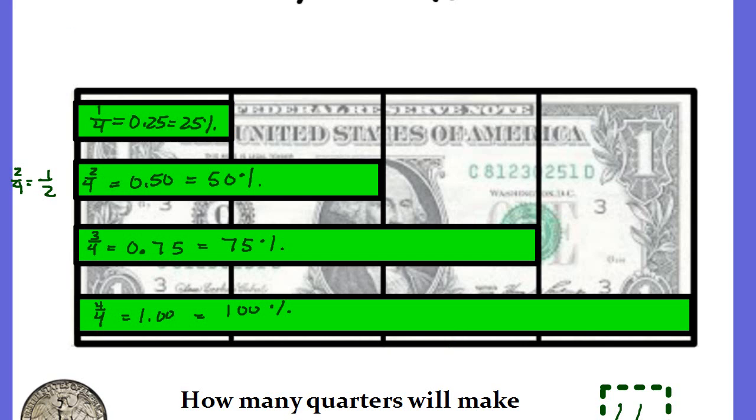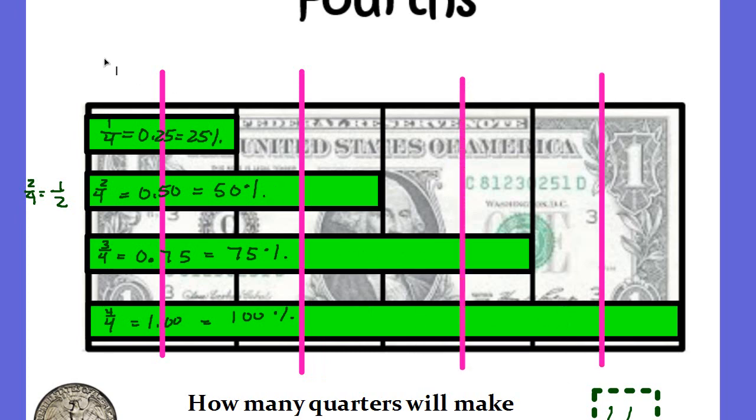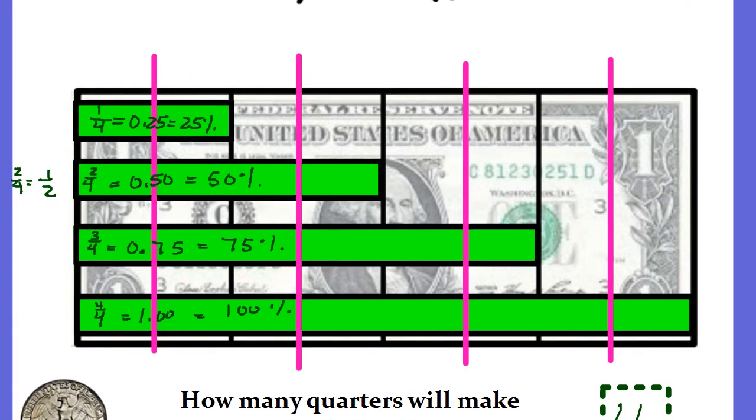What happens if I take my fourths and I cut them in half? What do we get? We get 8 parts, don't we? But there are no 8 coins that equal a whole dollar, are there? No. Okay, so let's think about it. 1/4 is a quarter, or 25 cents.